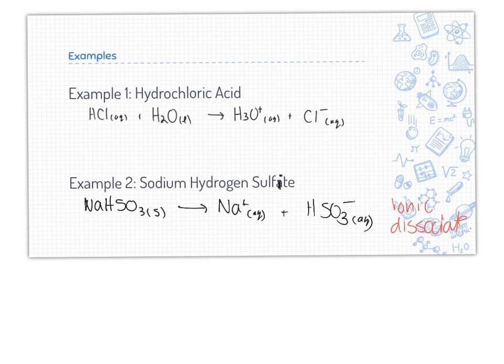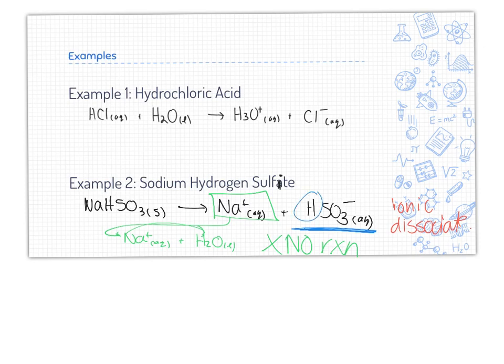Now, we could try and dissolve and react Na plus with water, but Na doesn't have an H to give to water. So there's no reaction. None of our metal ions will ever react with water. However, our negative ion here has an H. Oops, my pens just fell off. It has an H. Therefore, this can react with water. So we're going to work with HSO3 minus, and react that with water.